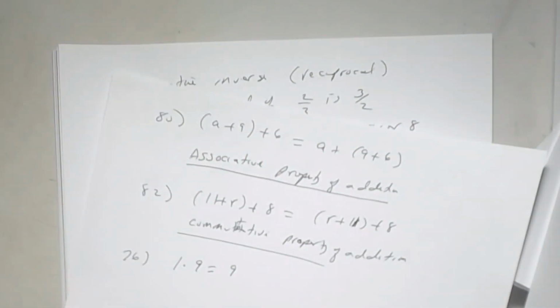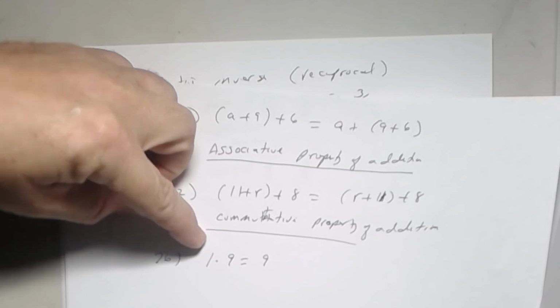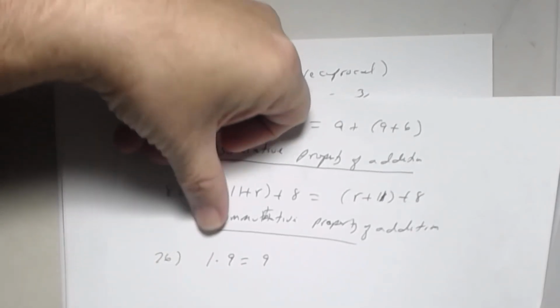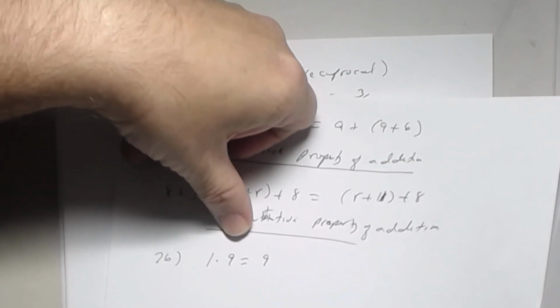So look, this was, make sure I wrote number 76 correct. Okay. We just talked about this property. What's this property right here? 1 times 9 same as 9. Look it up.